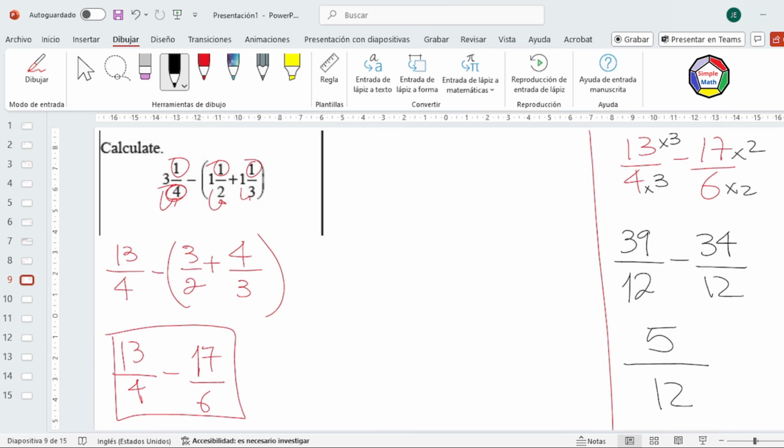So the final answer is going to be 5 over 12. And that's the simplest form. Why? Because 5 is only divisible by 5, and 12 is not divisible by 5. 12 is divisible by 2 and 3, but 5 is not divisible by 2, neither by 3. So nothing we can do. 5 over 12 is the answer in the simplest form.